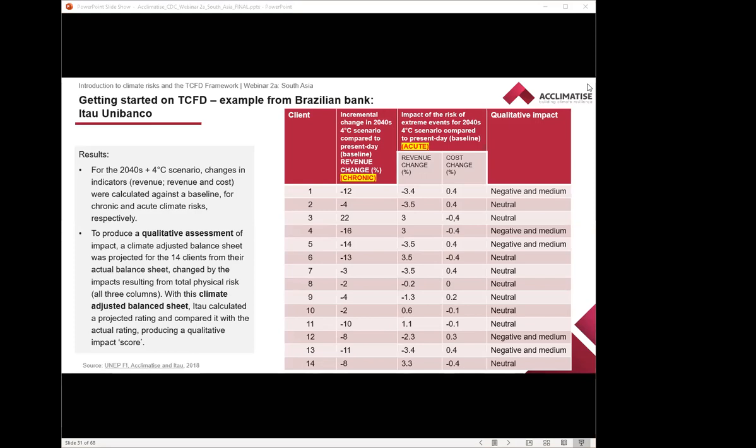So to reach this score, a climate adjusted balance sheet was projected for their clients. And this is by taking their actual current balance sheet and changing this by the impacts resulting from total physical risk. So those other three columns to the left. And this resulted in a climate adjusted balance sheet. And from that, Itaú calculated a projected credit rating and compared it with the current credit rating, producing a qualitative impact score. So it's a quick example of how you can get started and start to look at one sector and geography for physical risk.